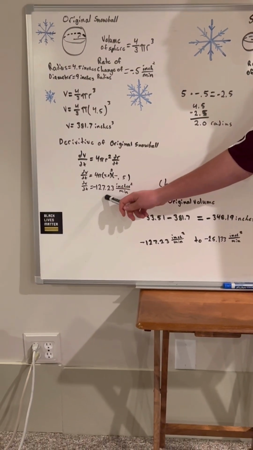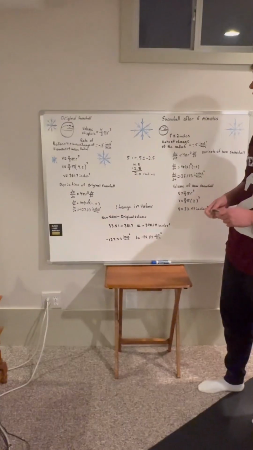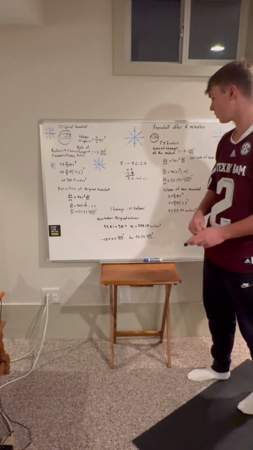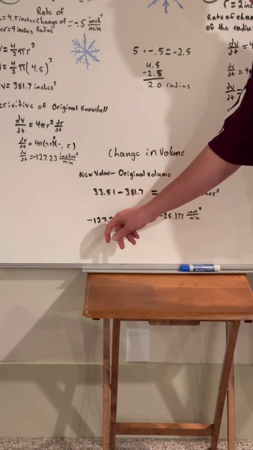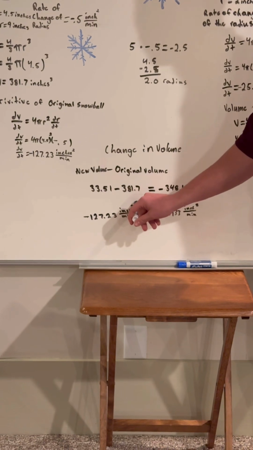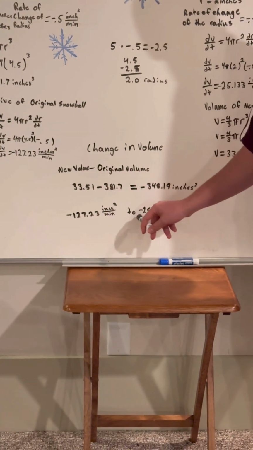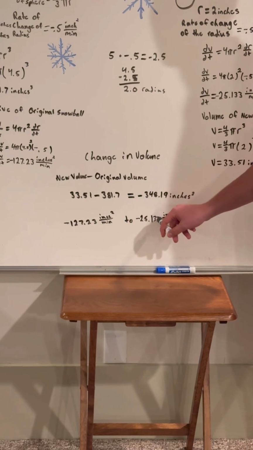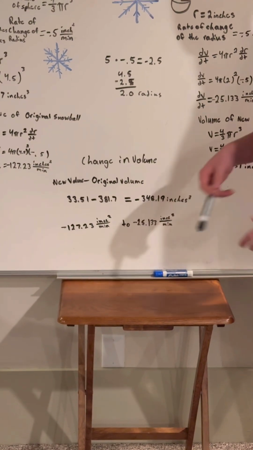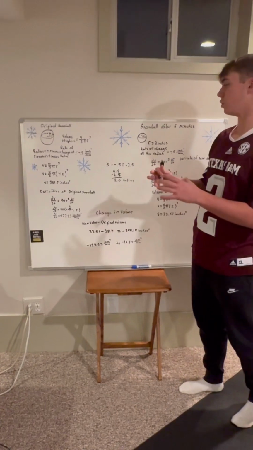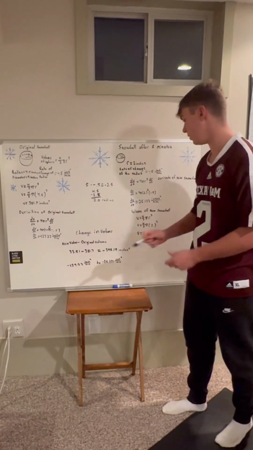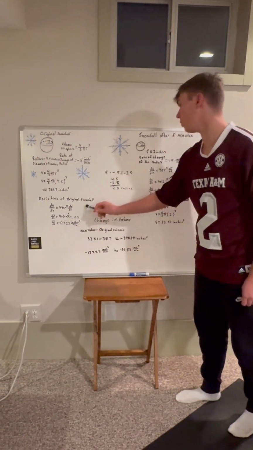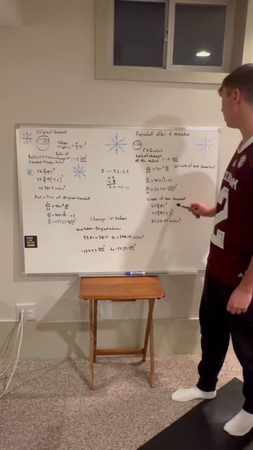And then he wondered why he still had snow left, because his original dv over dt was negative 127.23, and he was confused why there was still snow after 5 minutes. So he found that it decreased from negative 127.23 inches squared per minute to negative 25.133 inches squared per minute. And this is because as the snowball was getting smaller, the amount that it could lose was less. That is why his derivative of the original snowball is more than the derivative of the new snowball. I think we just saved the snow.